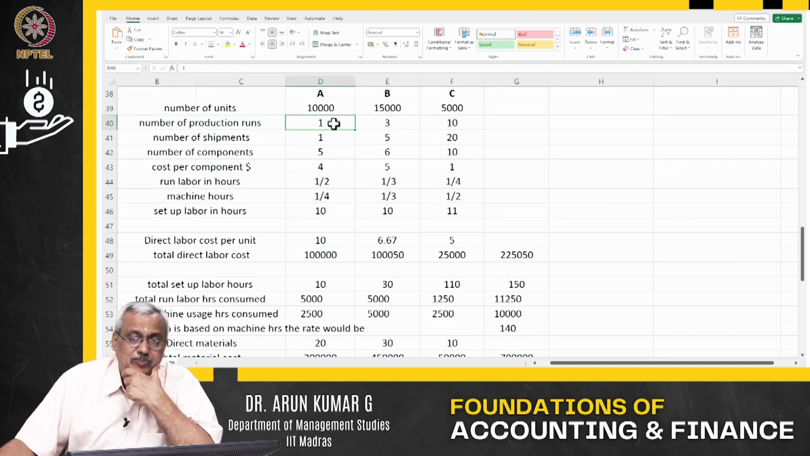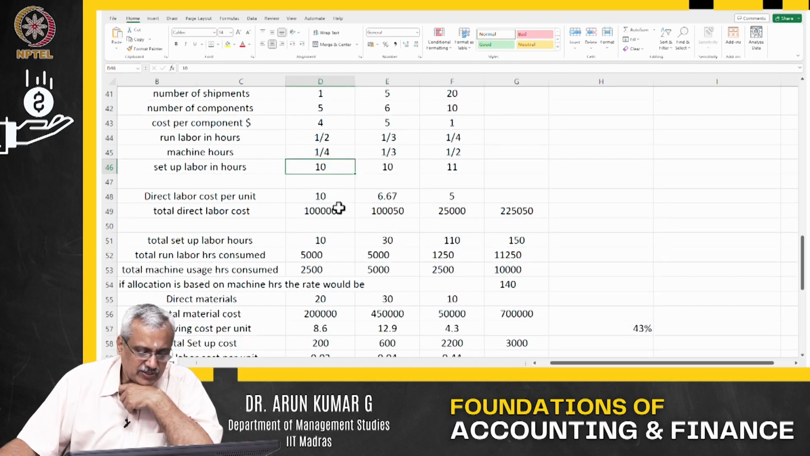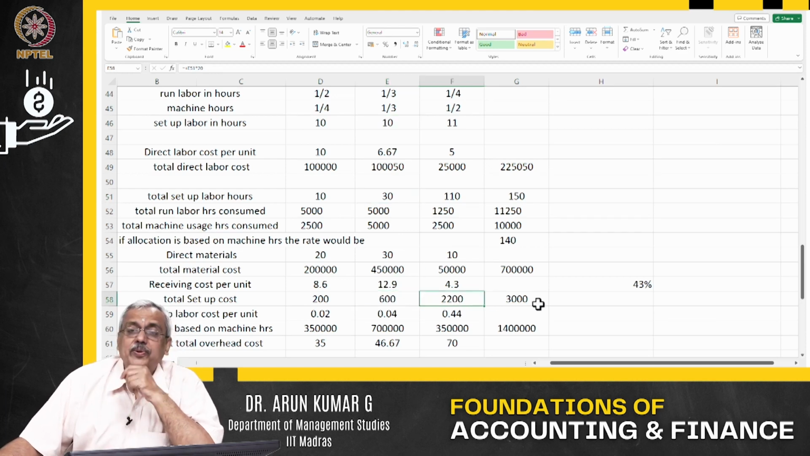For A there is only one production run, so the setup labor required is only about 10 hours. Per labor hour is about $20. So we said that you require about $200 of setup cost. Whereas for B, you have 3 production runs, 30 hours is what you require for setup. So 30 into 20 is about 600, and so on and so forth.